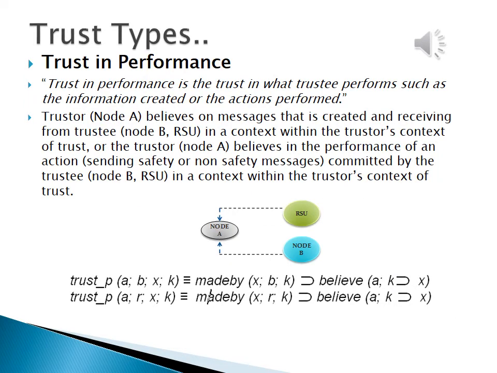Trust types. Trust in performance. Trust in performance is the trust in what the trustee performs, such as the information created or the actions performed. Trustor node A believes in messages created by and received from trustee node B, RSU, in a context within the trustor's context of trust, or believes in the performance of an action, sending safety or non-safety messages, committed by the trustee node B, RSU, in a context within the trustor's context of trust.